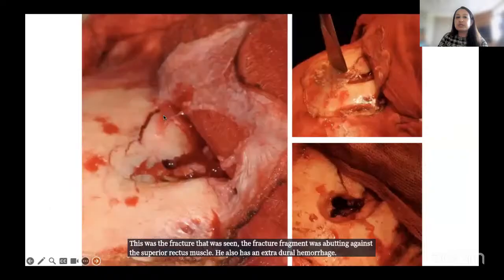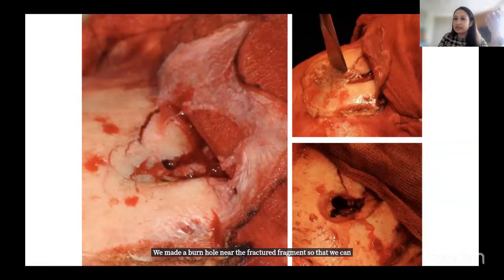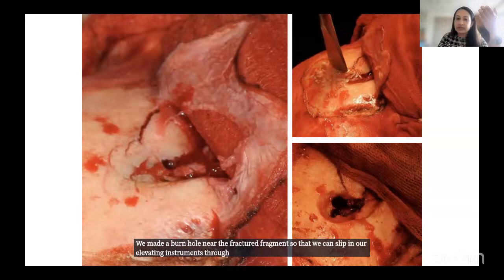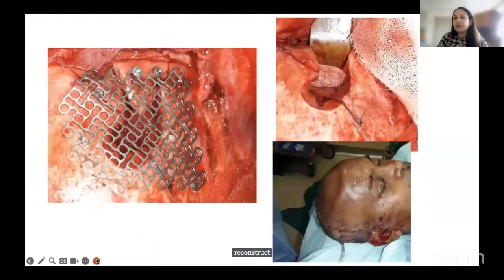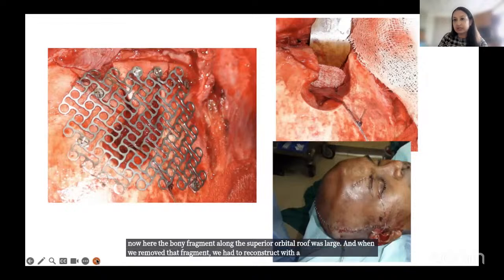And in this patient the fracture was exposed by a coronal approach. We made a burr hole near the fractured fragment so that we can slip in our elevating instruments through that, elevate the fractured fragment, and then reconstruct it with a titanium mesh. Now here, the bony fragment along the superior orbital roof was large. And when we removed that fragment, we had to reconstruct with a porous polyethylene implant, which we placed between the frontal lobe as well as the orbital roof.